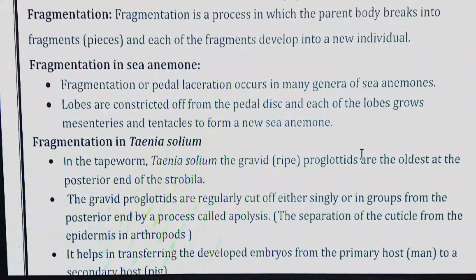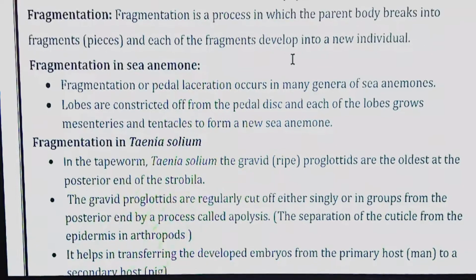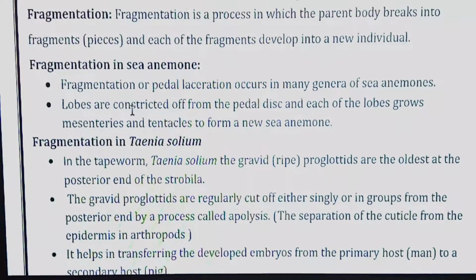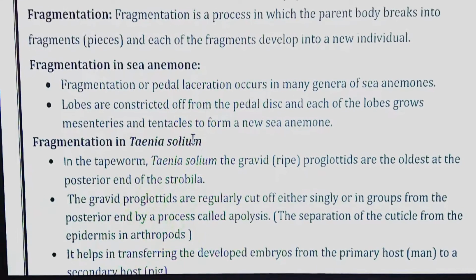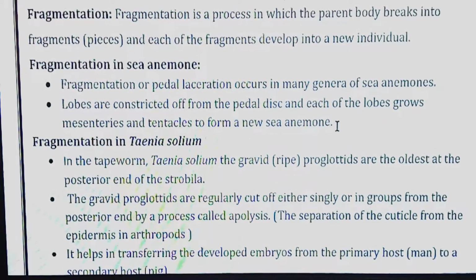We shall learn fragmentation. What is fragmentation? Fragmentation is nothing but the process by which the parent body breaks into fragments, and each fragment or piece will develop into a new individual. There are different types of fragmentation. Fragmentation in sea anemone will be different from the fragmentation of the tapeworm. In sea anemone, the lobes will be constricted off from the pedal disc, and each lobe will grow into a new individual. These lobes will develop the mesenteries, which are internal structures, and the tentacles at the terminal end to form the new sea anemone.